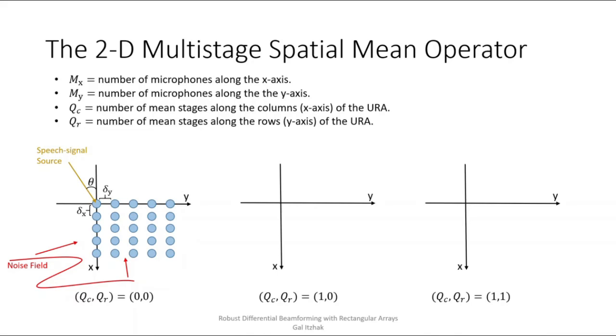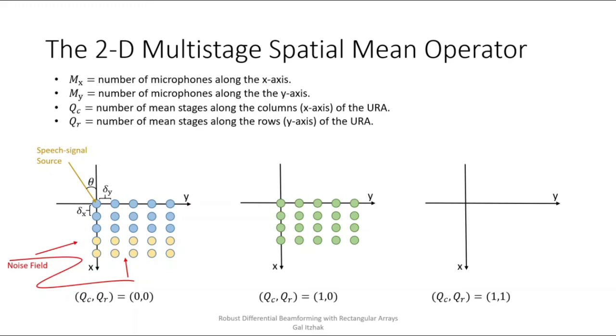Then the first row of the array with the new configuration is generated by summing together the first two rows of the array with the current configuration, as we can see right here. And the second row of the array with the new configuration is generated by summing the second and third rows of the array with the current configuration. And we repeat this process mx minus 1 times, which is in our case 4 times. And this yields a 4 by 5 microphone array with the configuration of 1, 0.